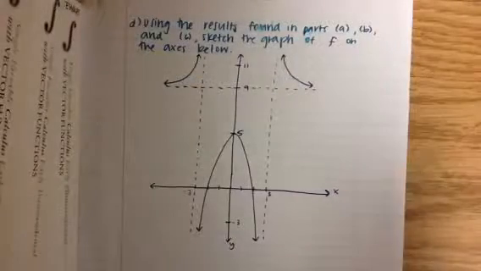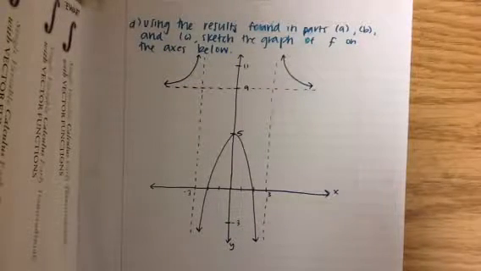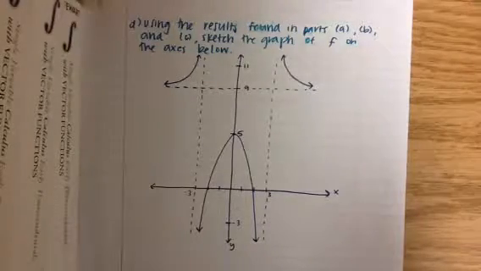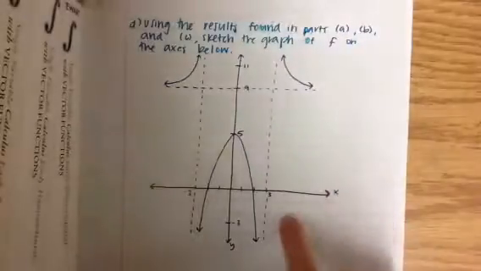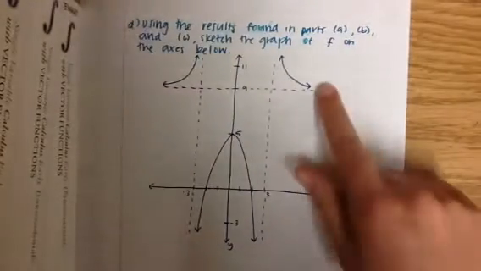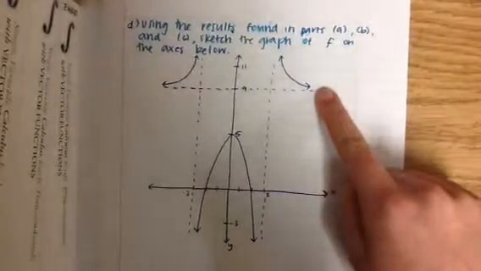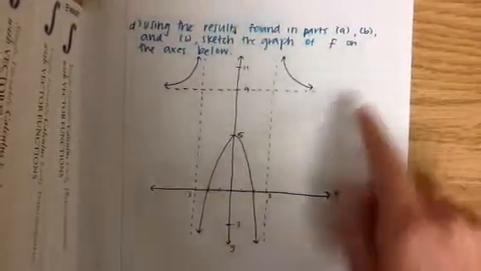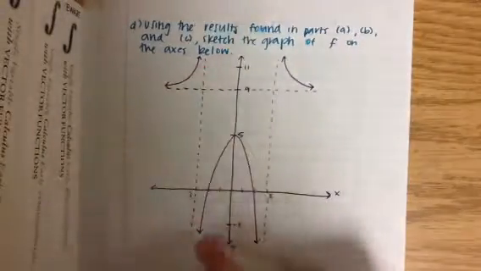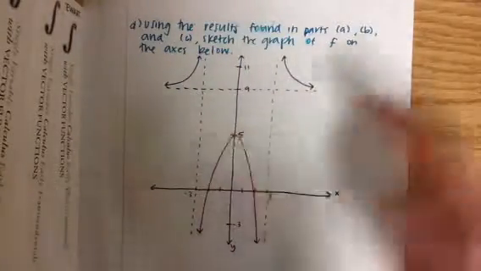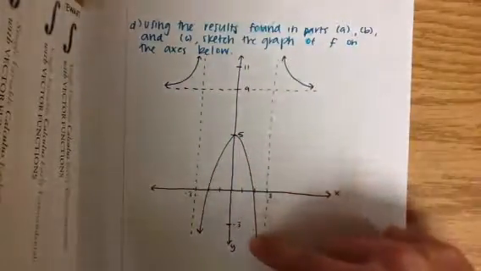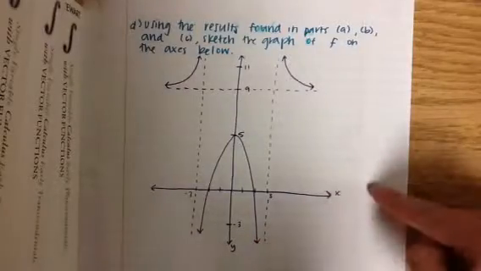Part D says, using the results found in parts A, B, and C, sketch the graph of f on the axis below. So we figured out the asymptotes in part B, and we figured out that the vertical ones are 3 and negative 3, and the horizontal one was at 9. And we also figured out where the graph is increasing, which is less than negative 3 right here, and then from negative 3 to 0, which is right here. And it's decreasing from 0 to infinity.